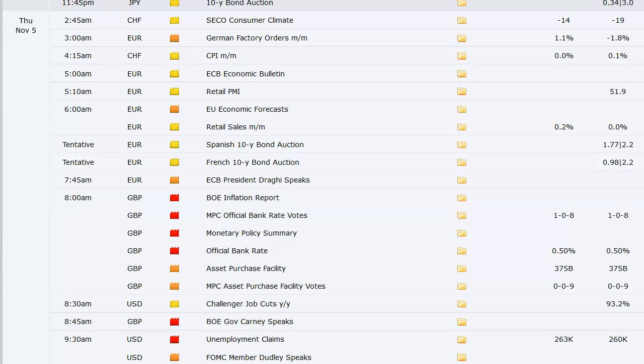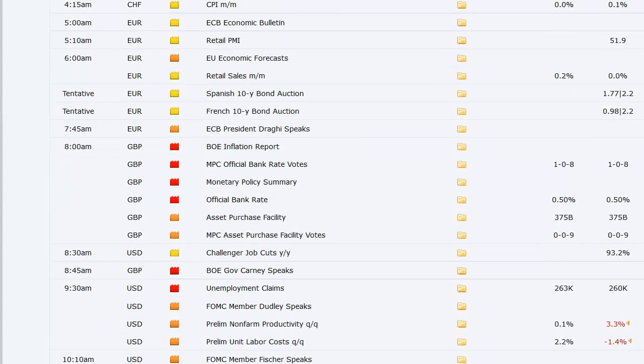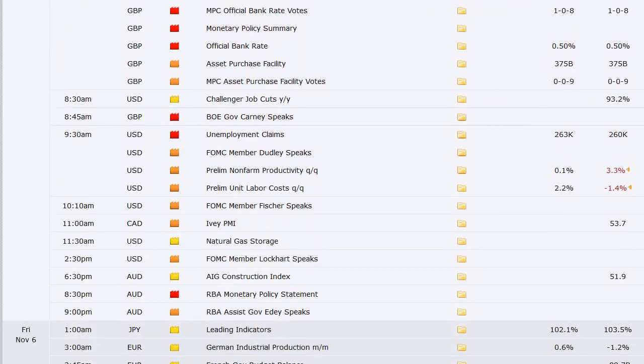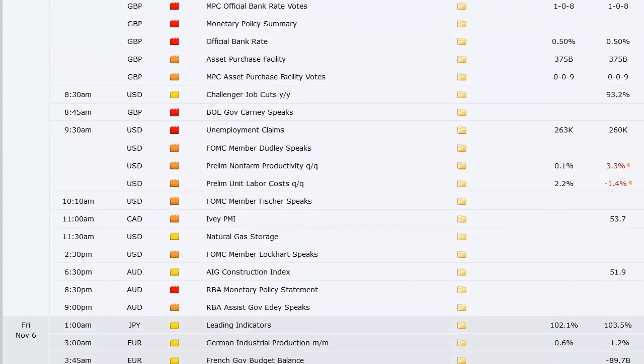UK does a data dump with Bank of England inflation report, the official bank rate votes, monetary policy statement, official bank rates. We've got the Bank of England doing their rate announcement. Challenger job cuts here in the U.S., and then the weekly unemployment claims number here in the U.S., non-farm productivity, preliminary unit labor costs. We've got a Fed member speaking.